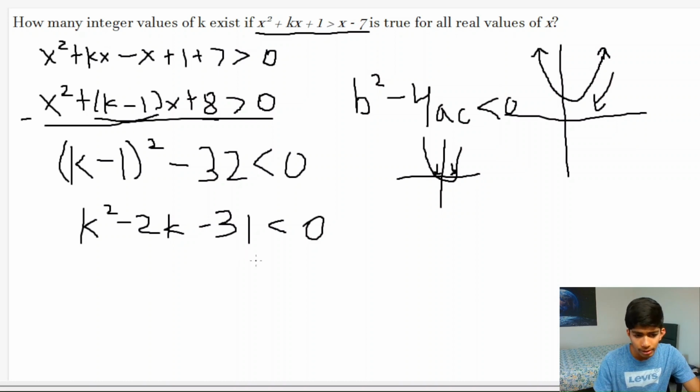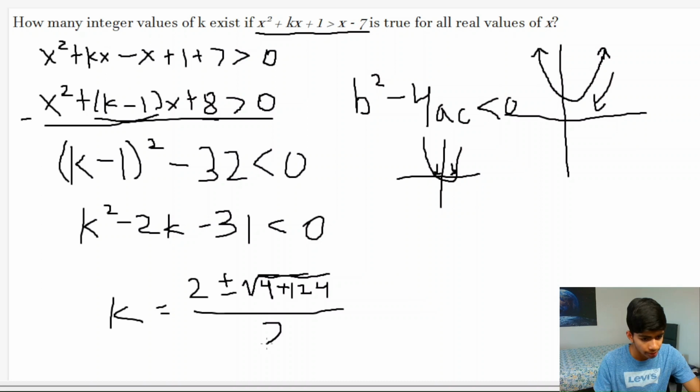So for this, I don't think there are any factors of 31 that add up to 2, so we can use the quadratic formula. So k equals 2 plus or minus the square root of 4, which is b squared, minus 4ac, so that would be plus 124, all over 2a, which is 2. And if we simplify this, we'll get 1 plus or minus 4 root 2. 4 root 2 is greater than 5.